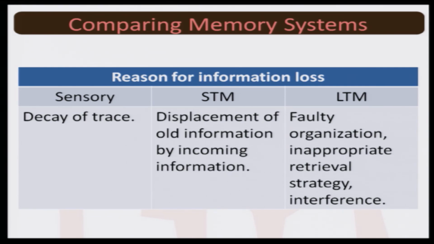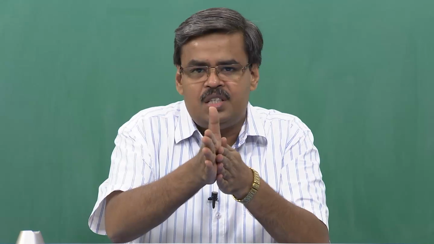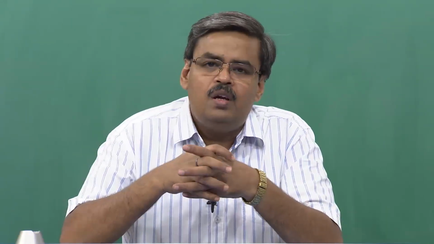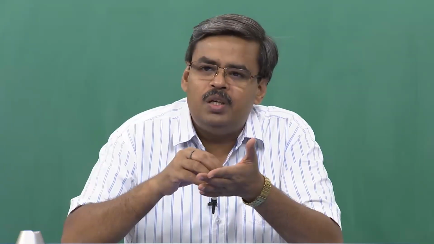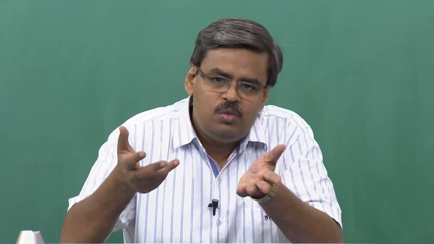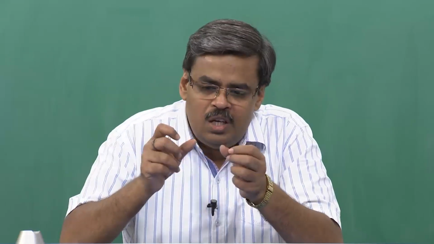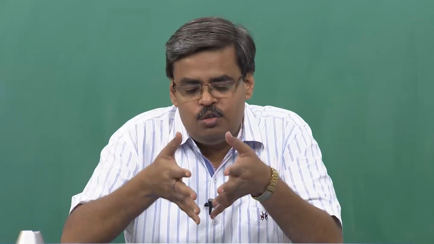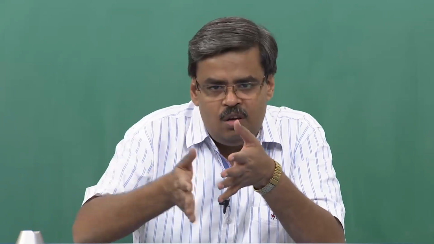So, if two pieces of information compete against each other to be recollected, this could lead to interference. You have given the file name memory and you search by file name emotion, you will not get the information. So, an inappropriate retrieval strategy is being used. Or because the information is stored in an organized order, if you go for a random search, you are not able to retrieve the information. So, these could be the possible reasons for loss of information from long term storage.